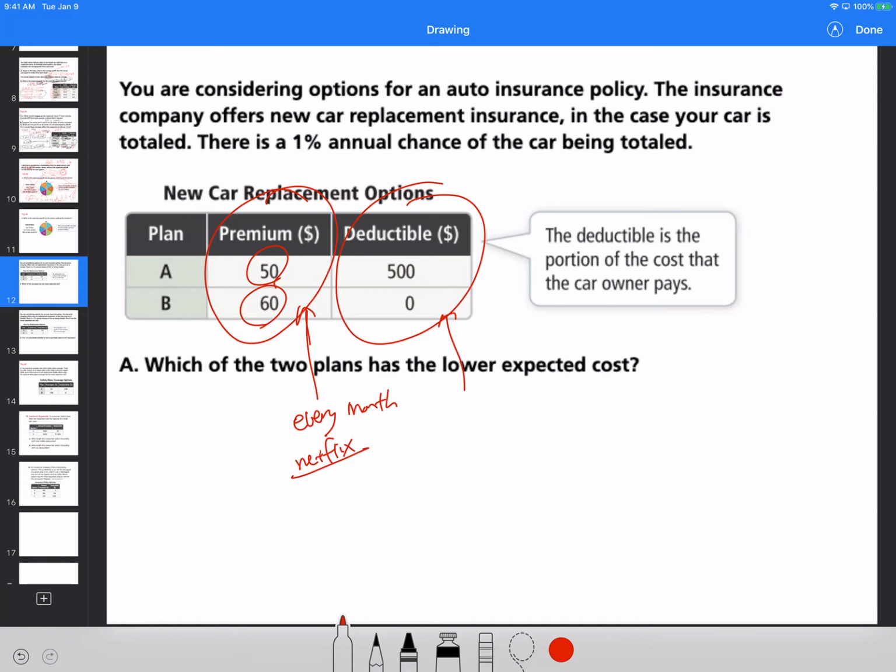Deductible is how much you pay in addition in case you get into an accident only. So deductible you only have to worry about if you get into an accident. For example, let's say that you get into an accident and your car is really damaged and it costs you about $2,000 to fix that up.